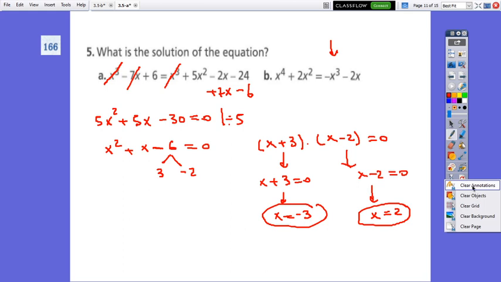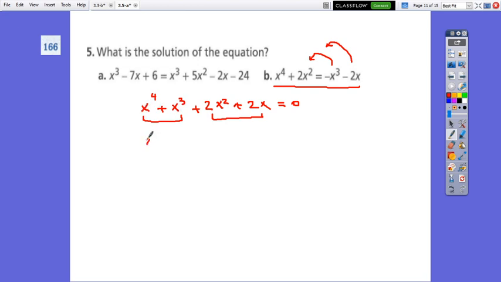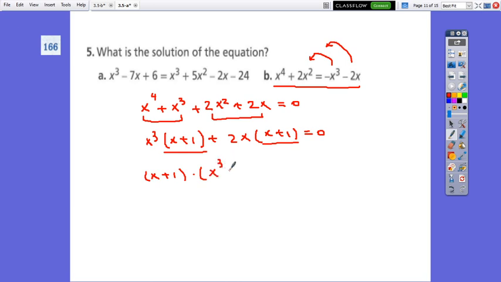And the last one, again, we look for the standard form from the greatest exponent to the least exponent. So we move these two terms to the other side. It will be x to the 4th plus x cubed plus 2x squared plus 2x equals 0. Four terms, use the grouping property so that we can factor. From the first two terms, the common factor is x cubed. And from the last two terms, the common factor is 2x. So x plus 1 equals 0. In this way, x plus 1 is a common factor, so we factor it again, times x cubed plus 2x equals 0.